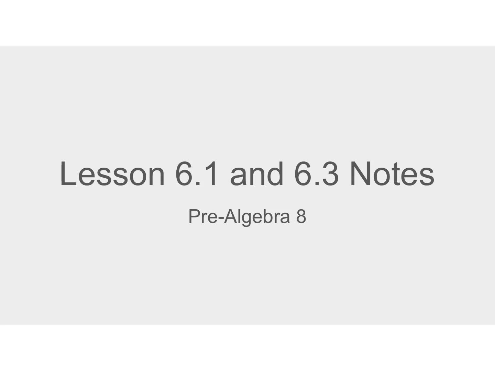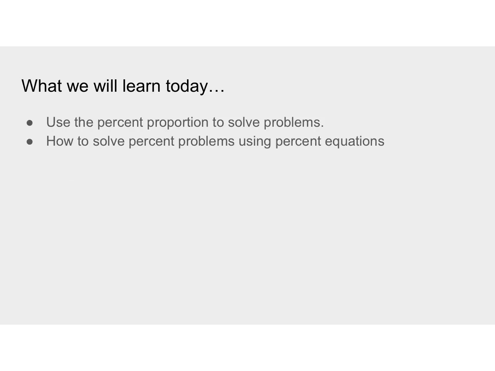Lesson 6.1 and 6.3, starting chapter 6, we're going to talk about the percent proportion. We all know what a proportion is, right? If I use letters, we had A over B equals C over D. How would I solve this? I would cross multiply, right? Because of that equal sign in the middle. We're going to be working with those again today, just with percentages and setting them up.